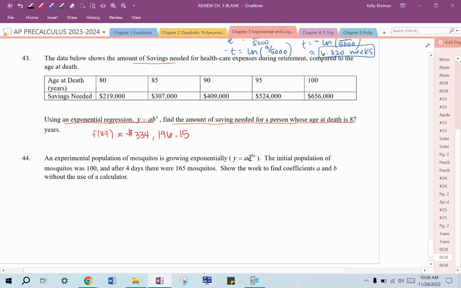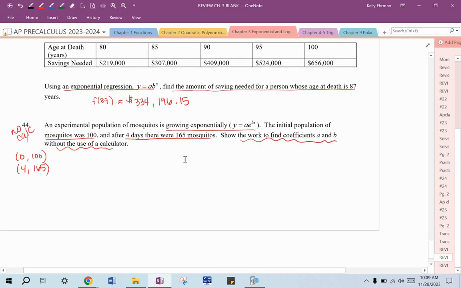An experimental population of mosquitoes is growing exponentially, which is this format. That's exponential growth. The initial population of mosquitoes was 100. So when time was 0, we had 100 mosquitoes. After 4 days, there were 165 mosquitoes. Show the work to find coefficients A and B without the use of a calculator. So no calc. This was modeled after an AP free response question that I saw, and we had this in our notes too. In our notes, we did more with it, but for now, we're just going to find A and B.